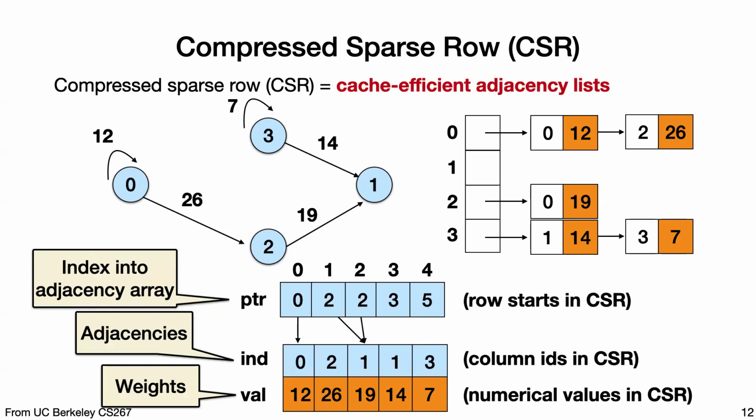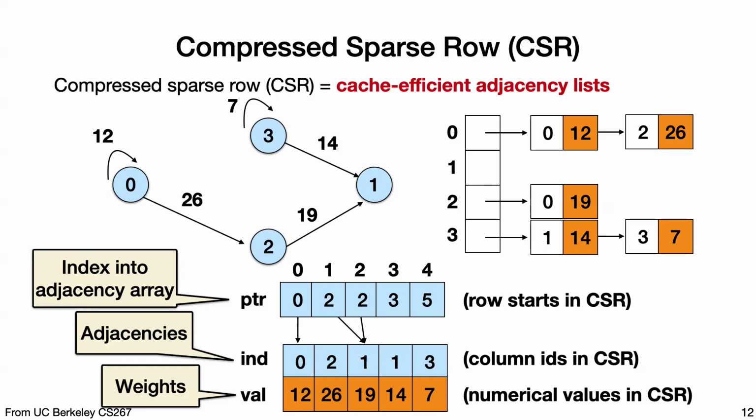In reality, probably the most used representation to actually run the algorithms is called compressed sparse row, or CSR. CSR is basically just making the adjacency list more cache efficient by locating them all together in one array. CSR, in the weighted case, has three arrays: pointer, index, and value. You can think of that as basically linearizing the adjacency list that we just had in the previous slide.